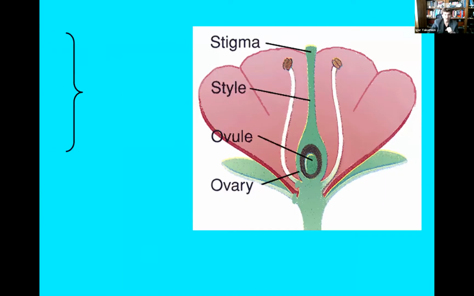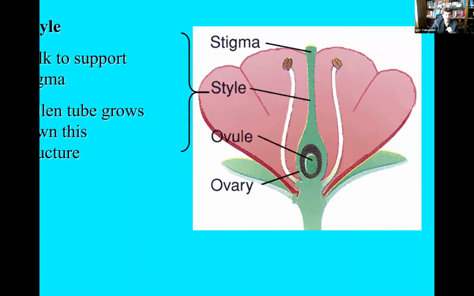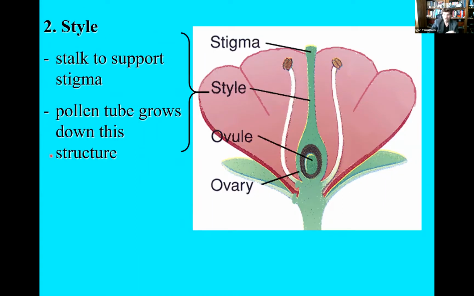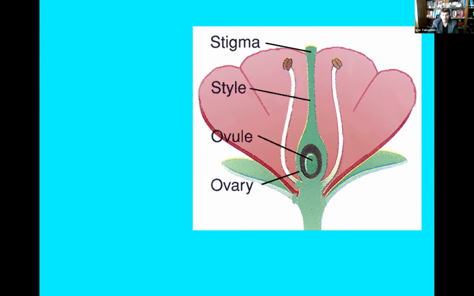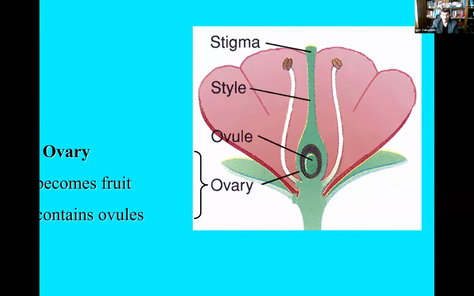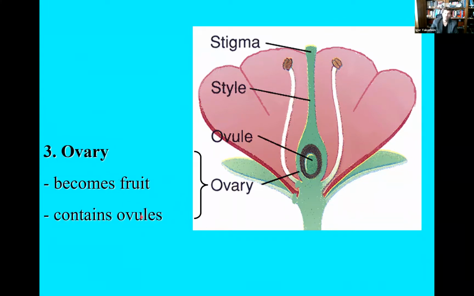And then of course we'll have the style, supporting the stalk, moving the stigma out, so it will be facing whatever pollen is coming in. And then we have the ovary, which becomes fruit and contains one or more ovules. And depending on whether there is more than one ovule, it will have more than one seed within the fruit, because the ovary will become part of the fruit at least.